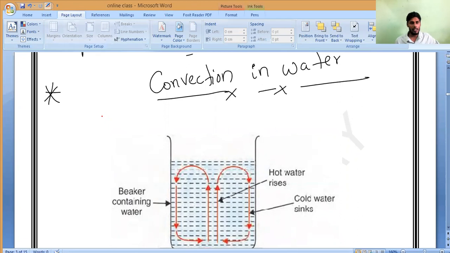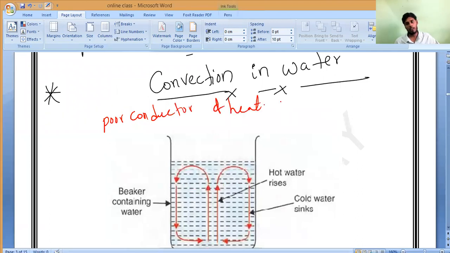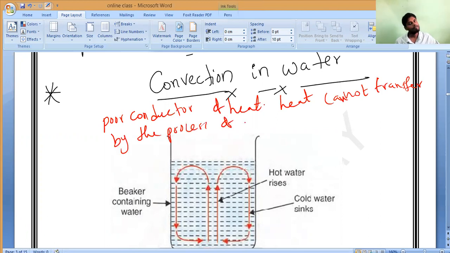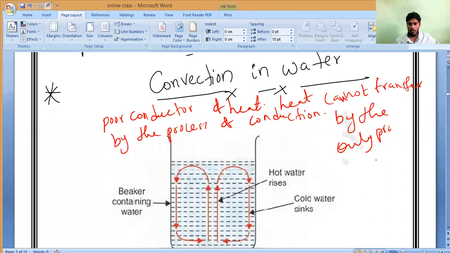So, as we know, water is a poor conductor of heat. Heat cannot transfer by the process of conduction. So water can transfer the heat only by the process of convection. That is what we'll study now.